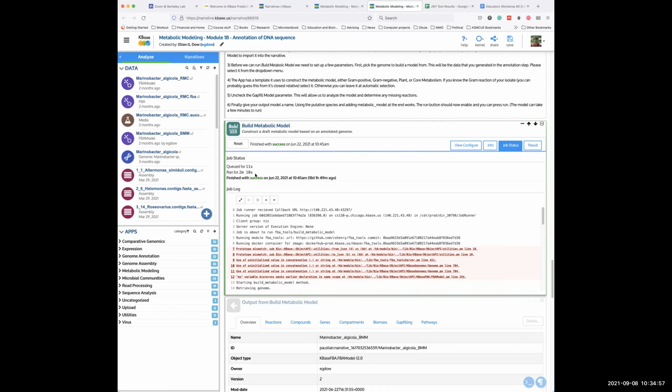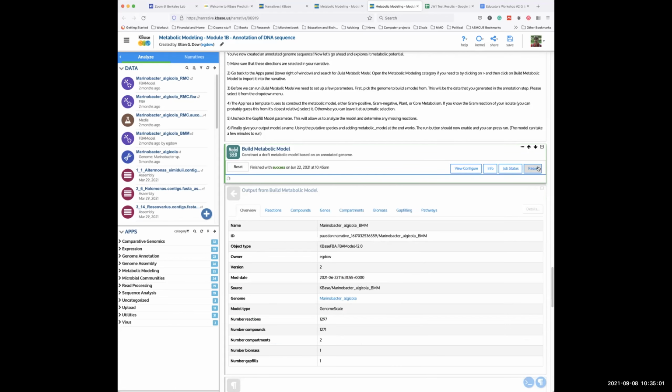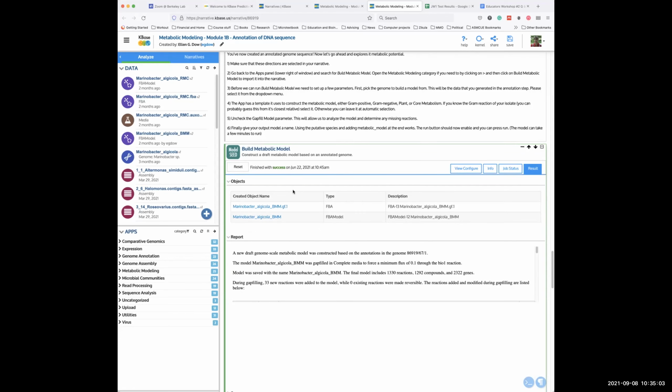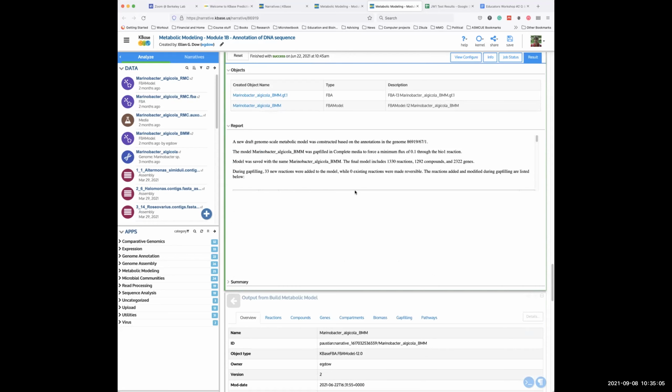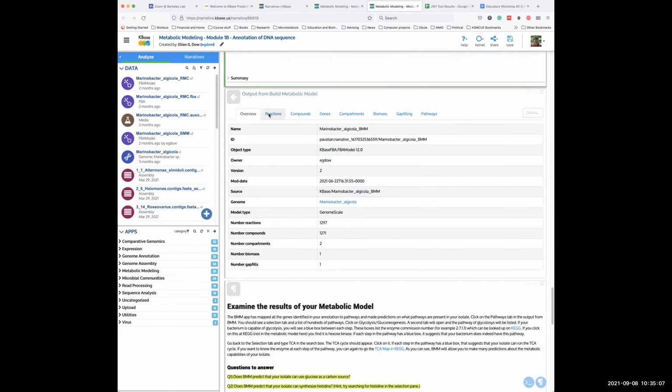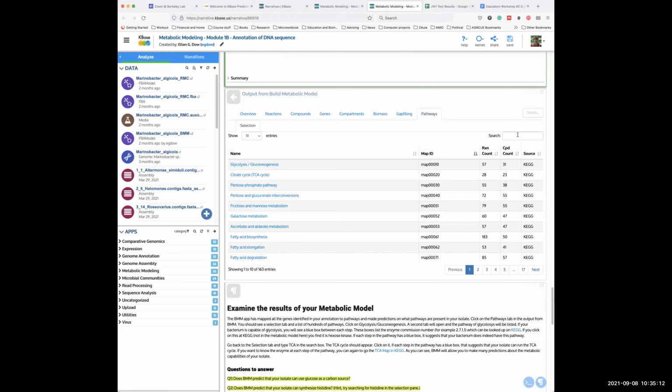Ran for 2 minutes and 10 seconds. So it's very quick to run these kind of build metabolic models. And then again, you get these results in this interface. It gives you a report. It will also often give you output. You can go in and look at pathways and start asking questions.